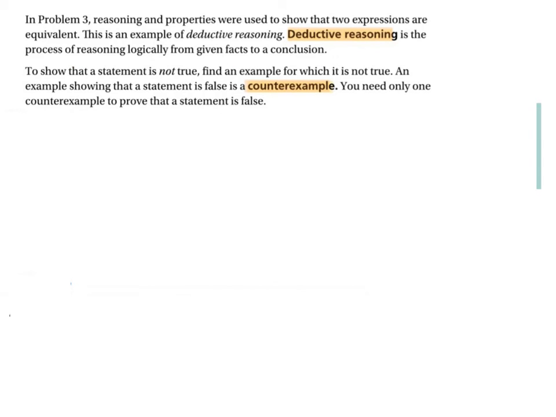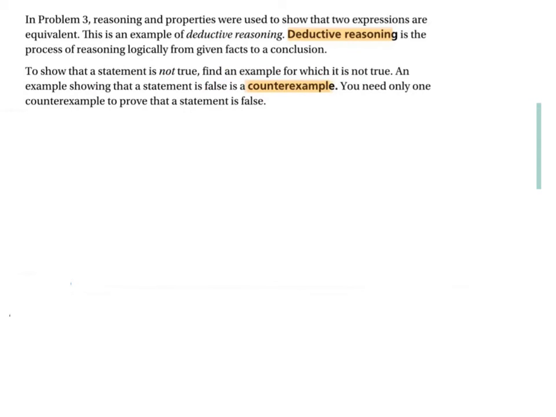Okay, so without getting too technical, the method that we used for coming up with these properties is deductive reasoning, okay? The process of reasoning logically from given facts to a conclusion, okay? If you want to show a statement's not true, you just have to find a counterexample, something that makes it not true all the time. There's a situation where it's not true. You only need one. It's kind of awesome, okay?